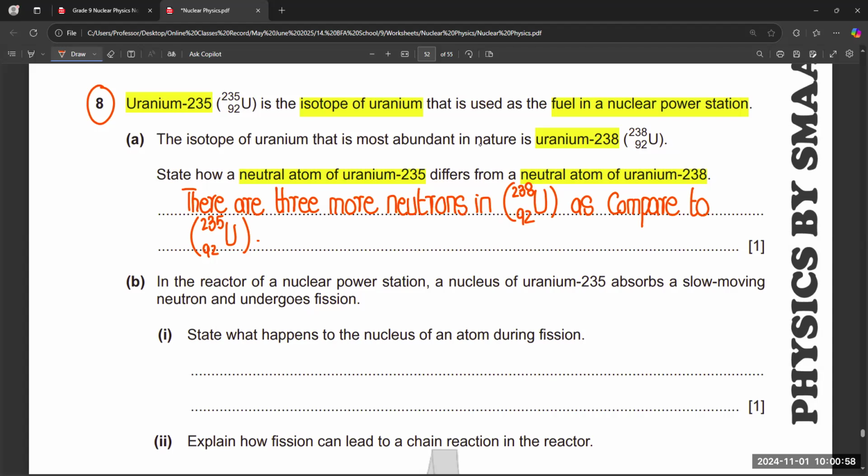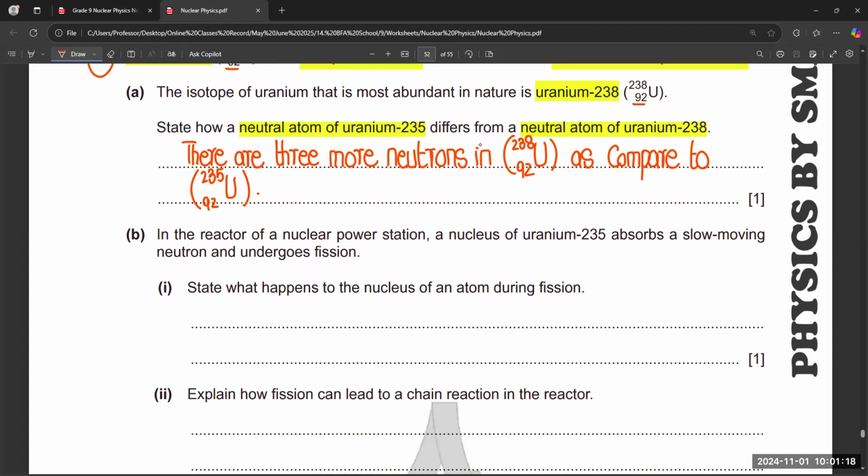Because in isotopes we know that we have the same number of protons. It is 92, 92. So we have the same protons, so definitely neutrons are different. You can write three more neutrons in 238, or you can write there are three fewer neutrons in 235 as compared to 238. Correct. Okay, part B. In part B, in the reactor of a nuclear power station, a nucleus of uranium 235. So they are asking about the reactor.